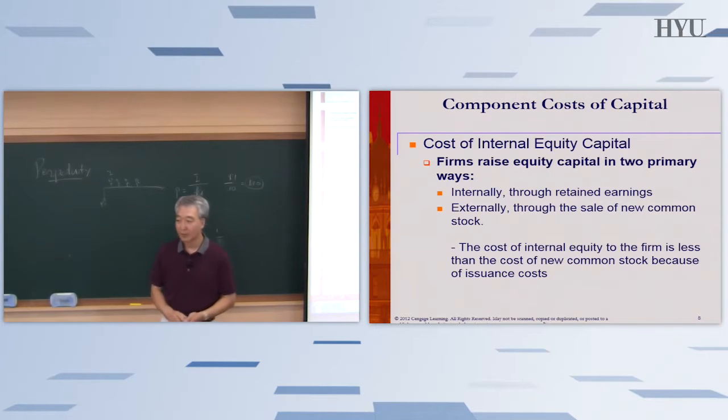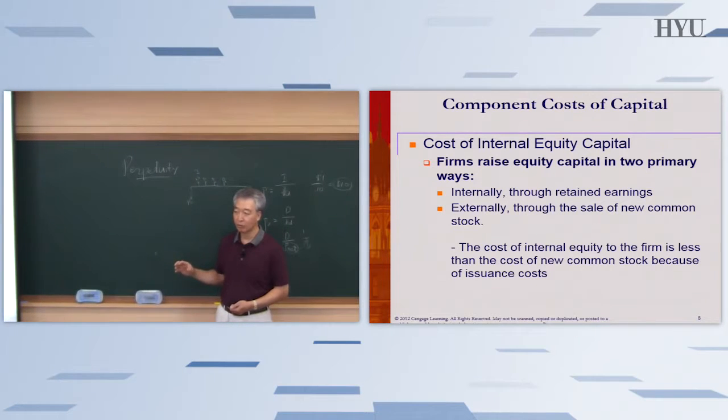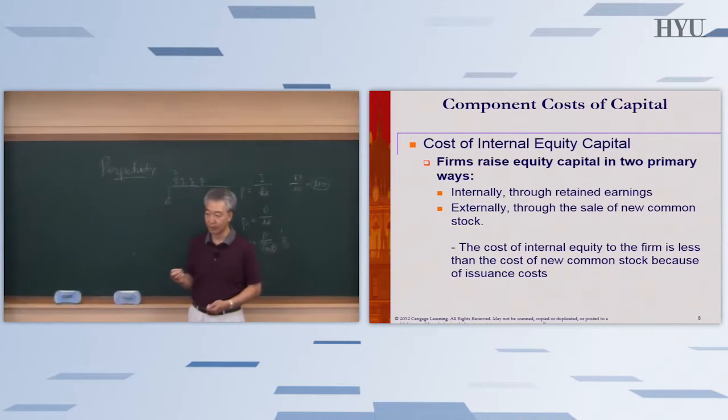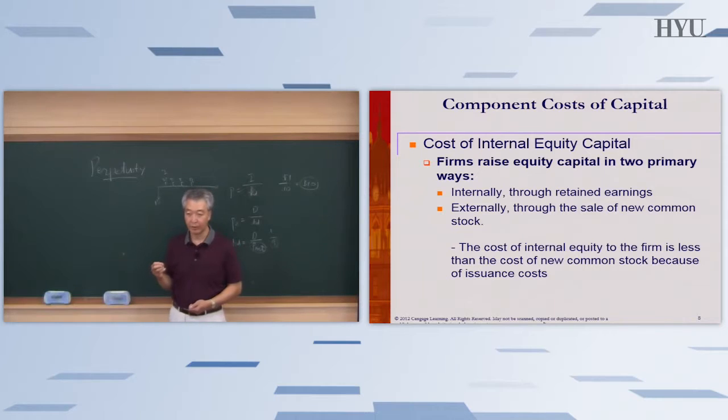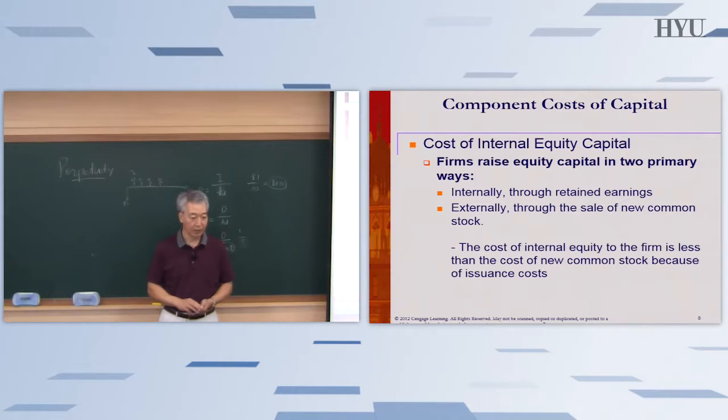So let's say you expect to need $20 million next year. Then you have two options. Either you distribute all your earnings to stockholders as dividend, and then you sell more equity. You sell $20 million worth of new stocks to raise the fund. That's the external equity case. Or you can retain that $20 million from the current earning. In that case, you don't have to sell the new stocks. But in principle, the cost should be the same, except for that issuance cost.